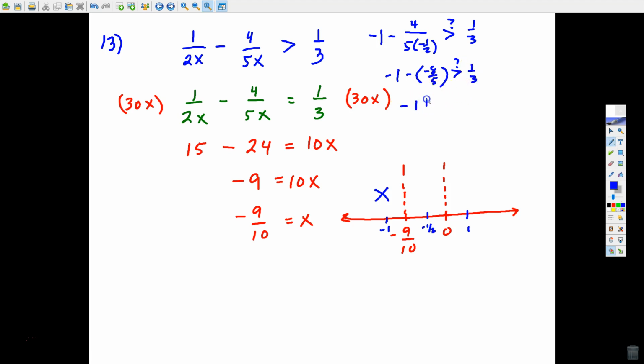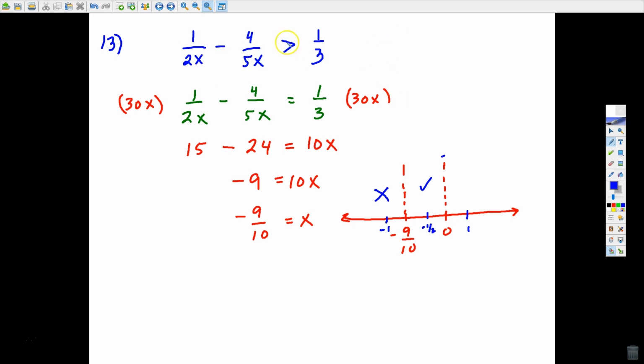All right, so -1 plus 8/5. -5/5 plus 8/5 is 3/5. And is that greater than 1/3? If you're not sure, you can put these in terms of 15th denominators. This would be 9. This would be 5. And yes, when I do -1/2, I get a true statement. Okay, now let's try 1. And we will have all of our testing done, and then we'll be ready to write an inequality statement.